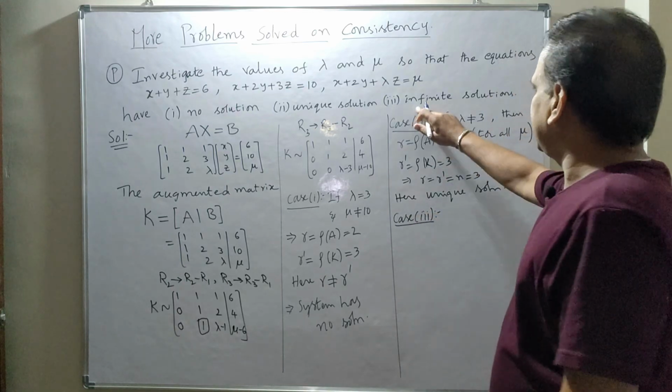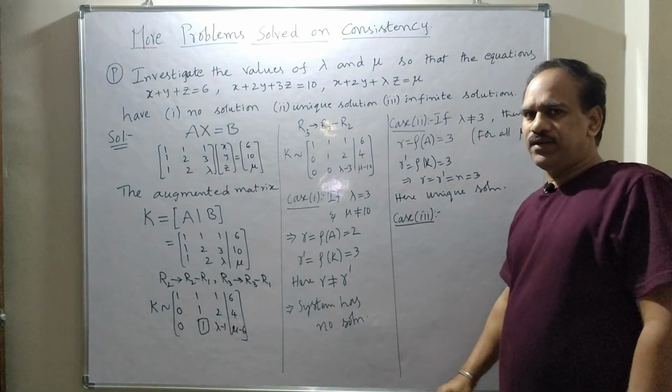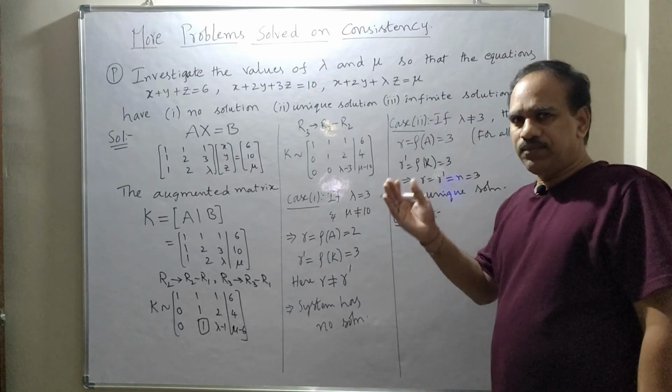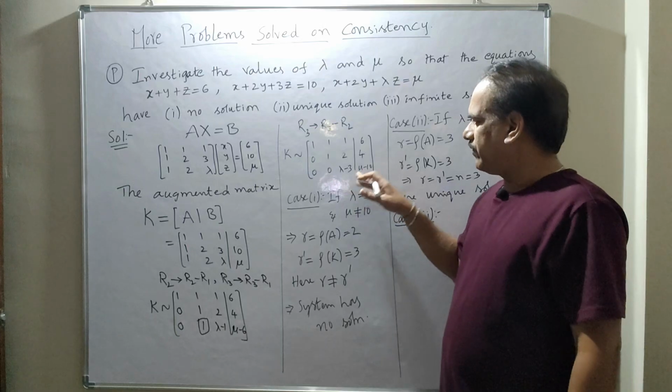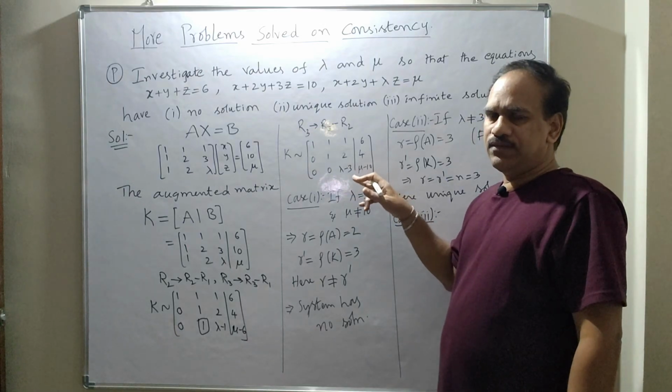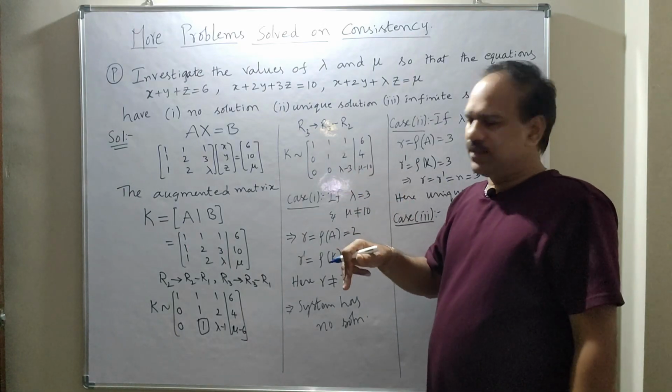What is case 3? Case 3 is infinite solutions. When do you have infinite solutions? R equal to R dash but less than N. So how to get R equal to R dash but less than N? N is 3 here. So R and R dash must be less than 3.